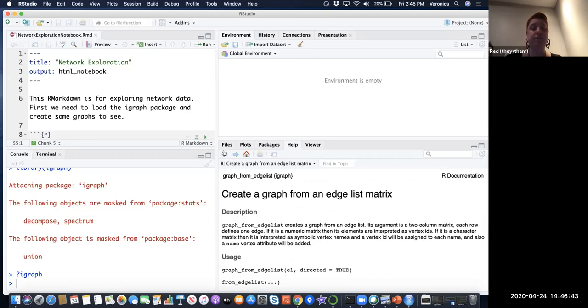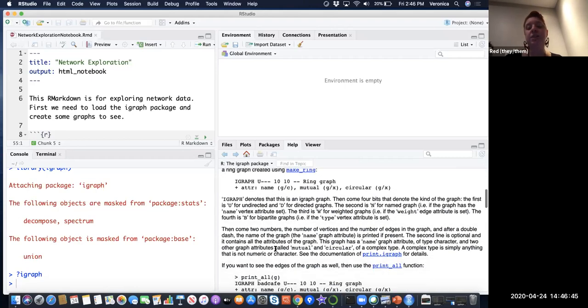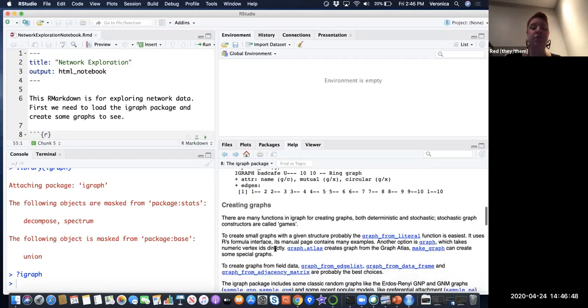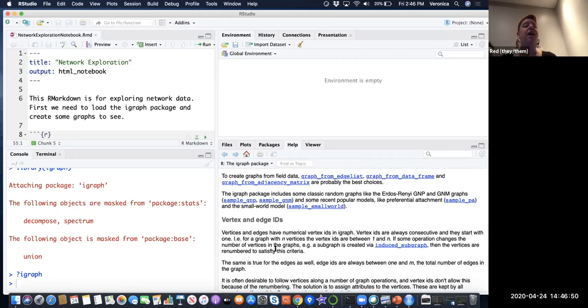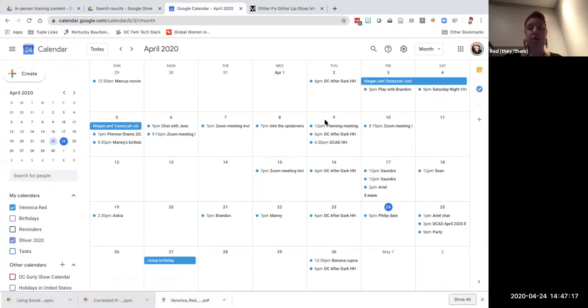The iGraph package also allows us to load in graphs from particular files. So I have downloaded some graphs that I found online already. Dr. Mark Newman is one of the people who has done a ton for the network analysis field. Dr. Mark Newman has a bunch of network data on his website. He's at University of Michigan. In fact, let's look him up.